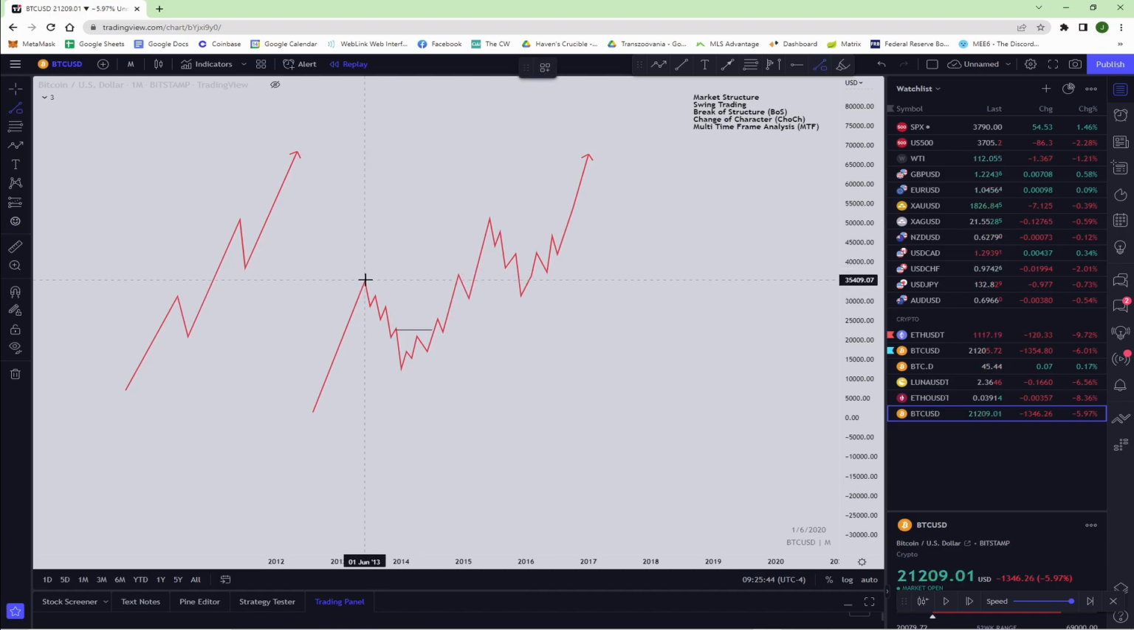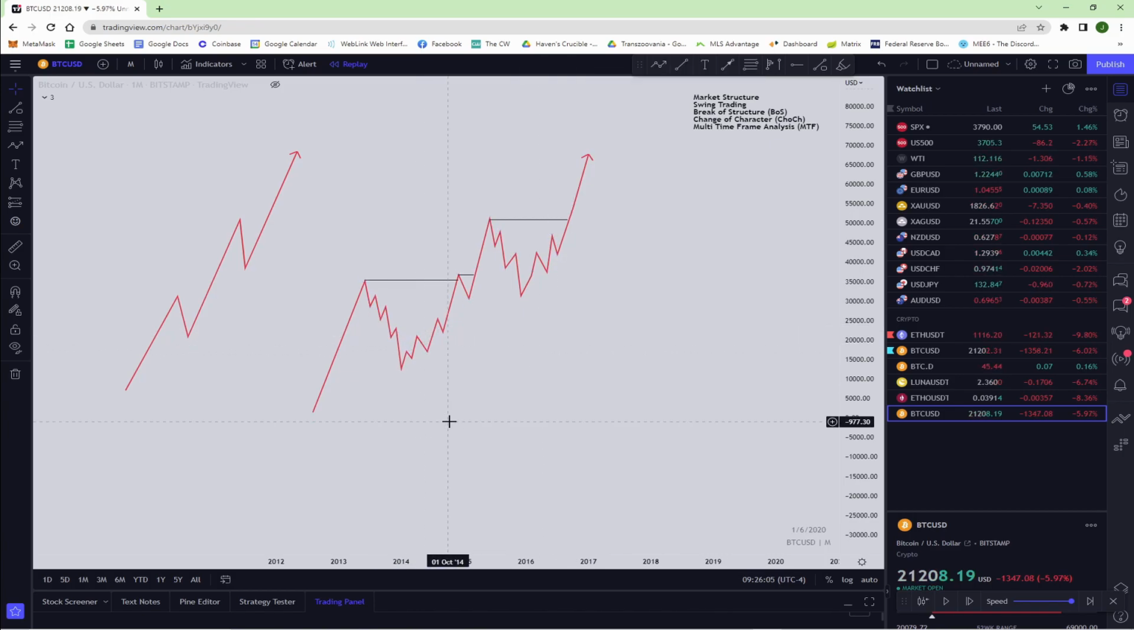You can see we broke structure right here. We had an immediate pullback and then continued up. We broke structure again right away. Then we had a pullback all the way up here. This low never broke. And then we went ahead and created another break of structure here.